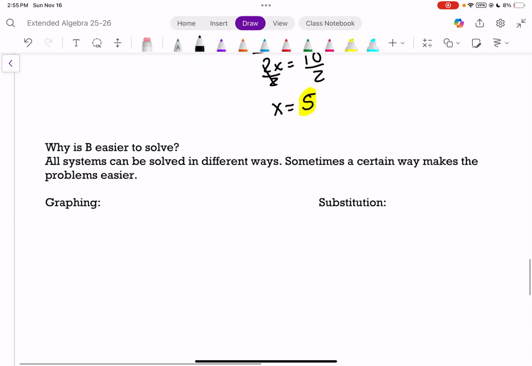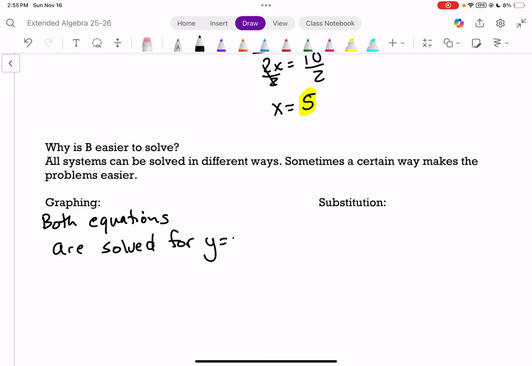So I like to use graphing when both equations are solved for y equals. Okay, that y equals is that slope-intercept form which we worked on last unit. And so we would graph the y-intercept, use the slope, find where they cross, and then we would be done. Substitution is a little more difficult. This involves more of those solving equation skills that we've done.